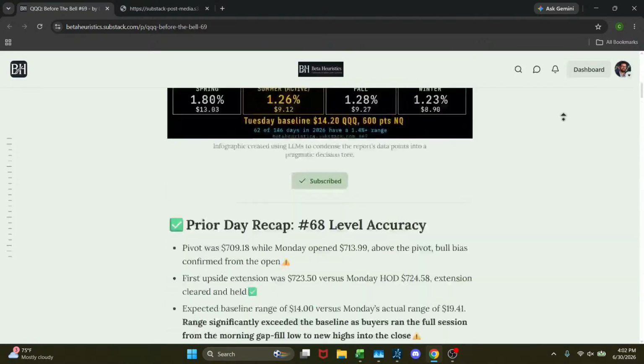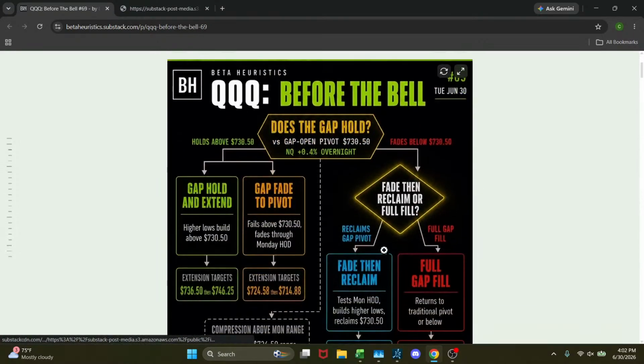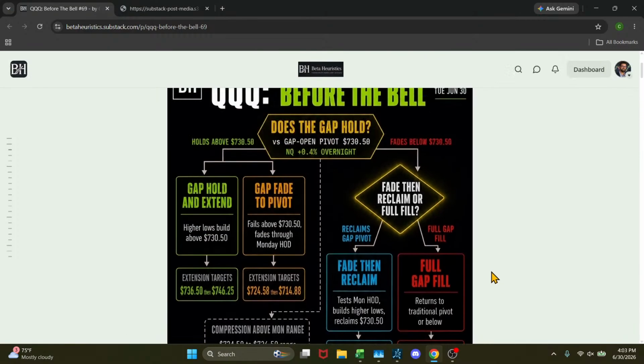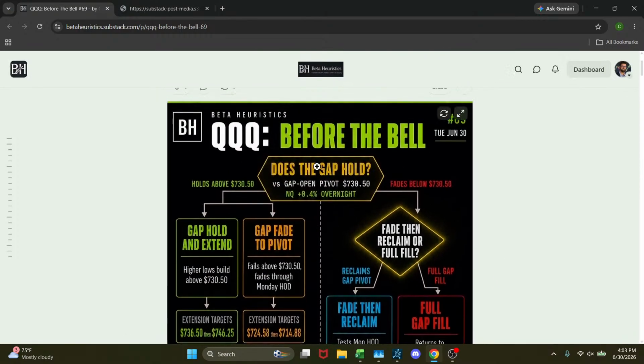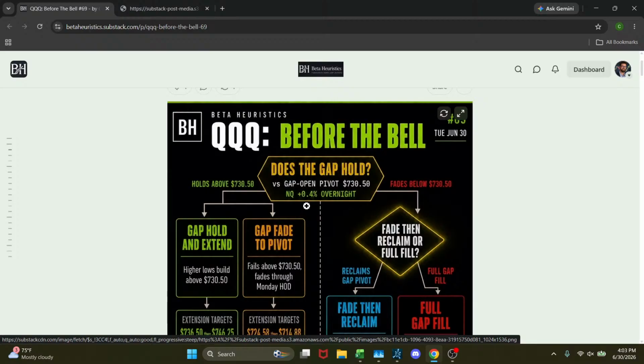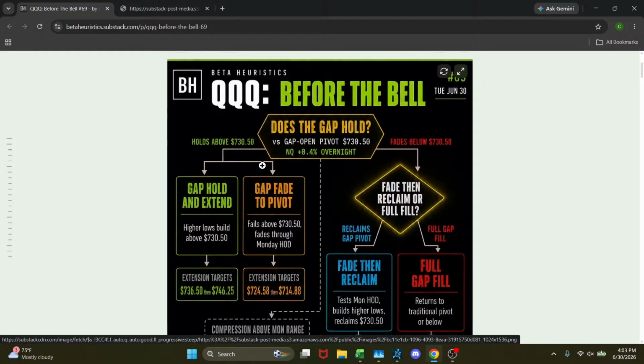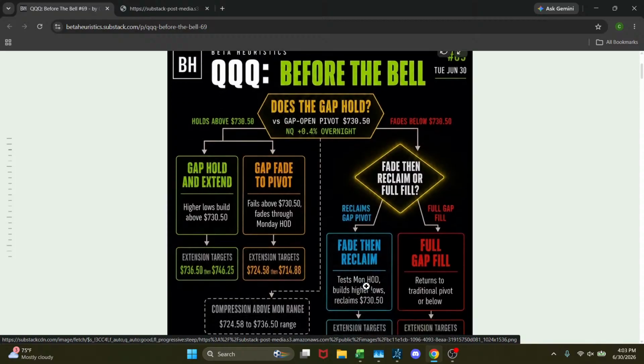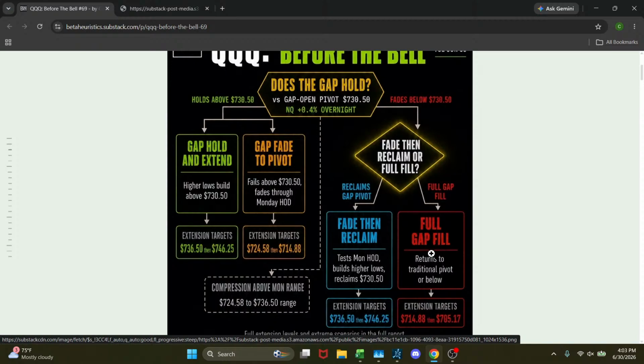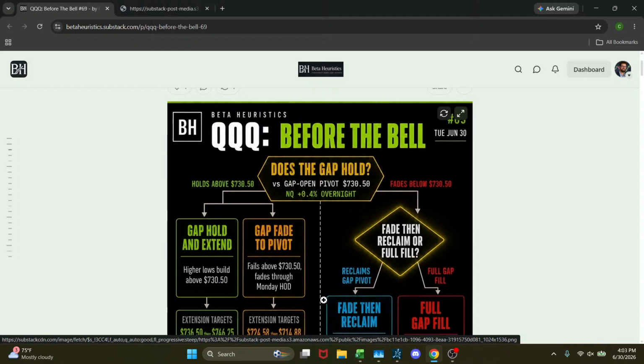But I really like using these infographics, trying to make it into a clear decision tree that, based on how we're opening relative to the pivot, and how that structure holds relative to the pivot in the first 60 minutes, the first 90 minutes, that information really sets the trend for whether we have a gap and hold, a gap and fade, fade then reclaim, a full gap fill, or if it was more of a compression day.